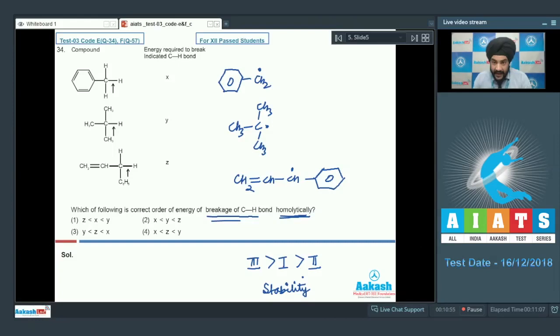So the energy required to break the CH bond will follow the reverse order. So if we try and link the stability with the bond energies, we'll have the order in which the bond in the third structure will break the most easily. So Z is going to have the least value, followed by X, followed by Y. So students, looking at the options, we have to mark option 1 as the correct answer to this question. Let us look at the next question.